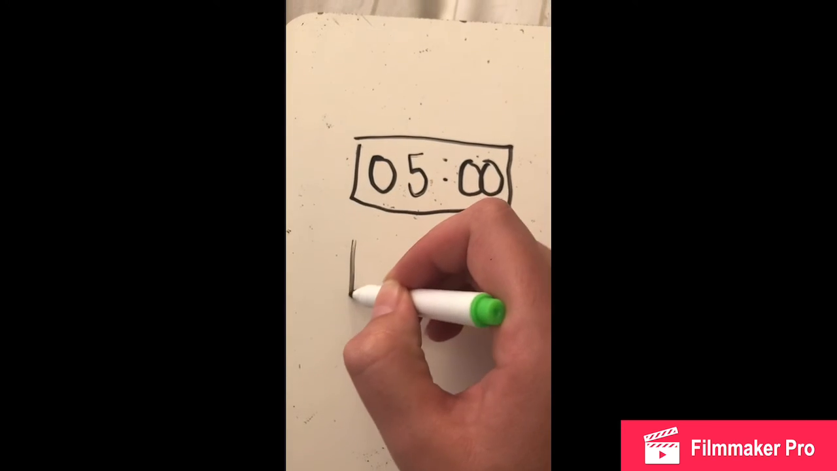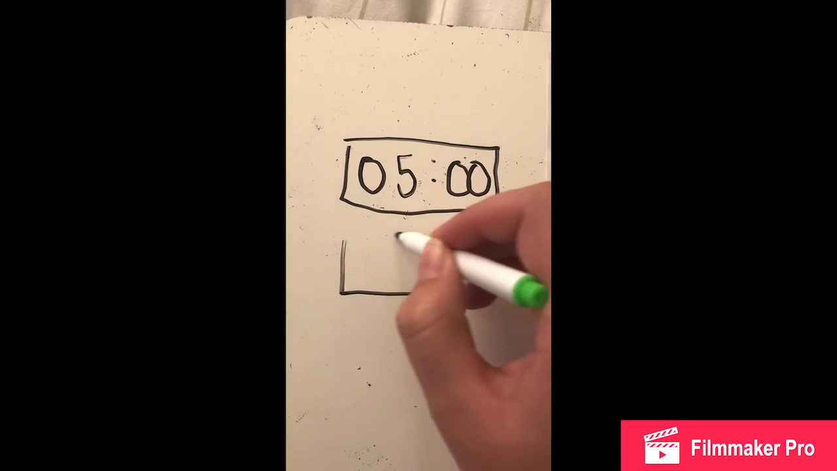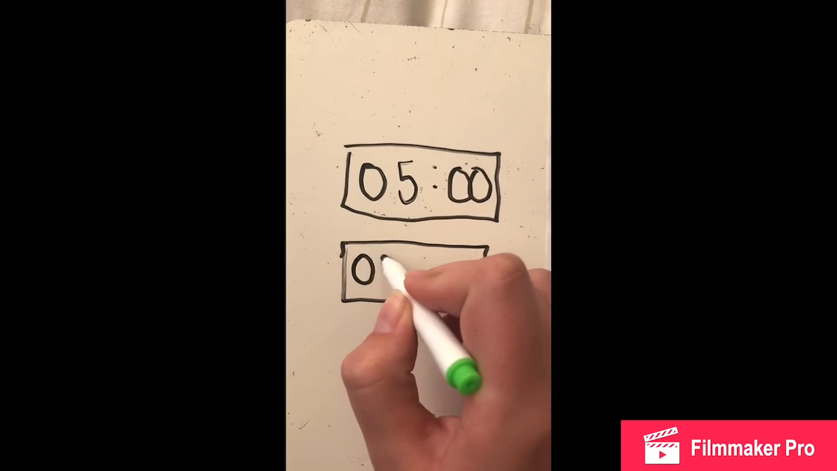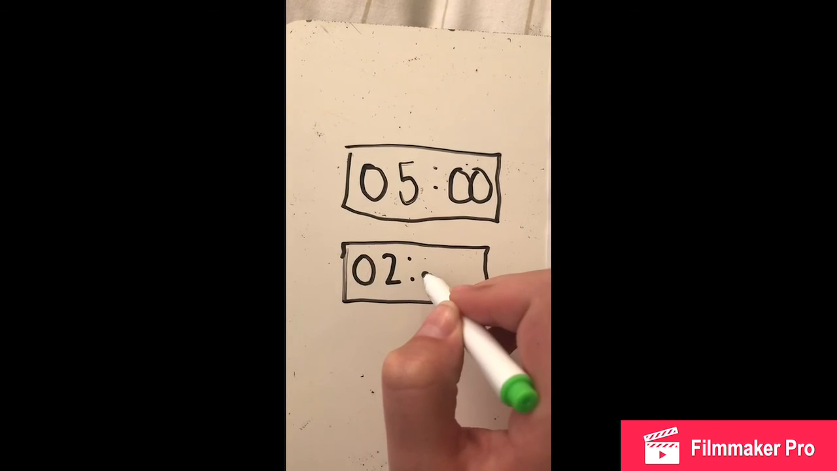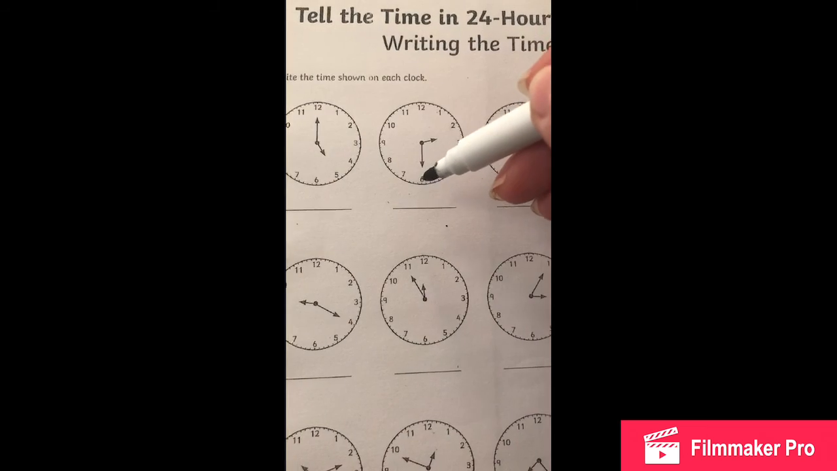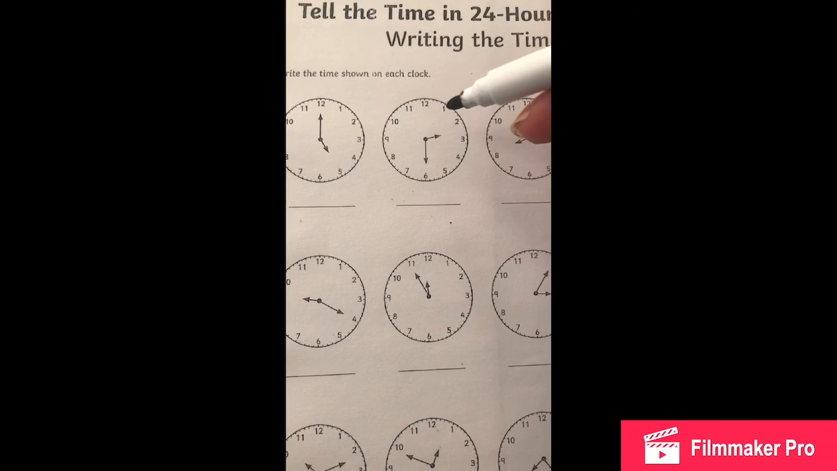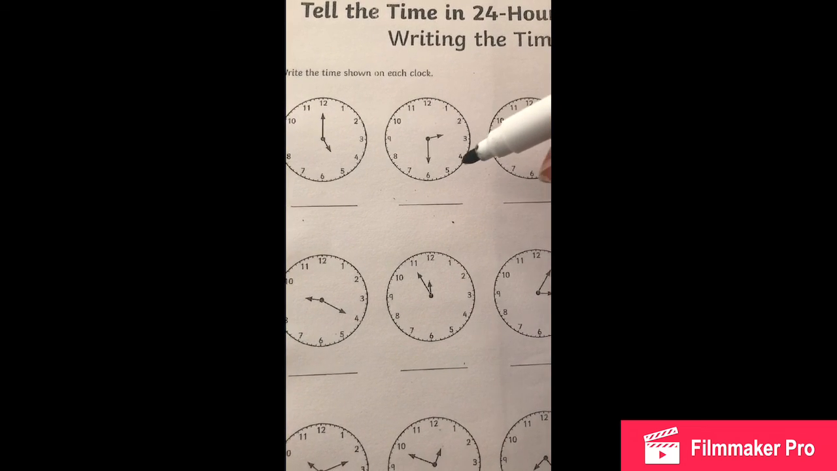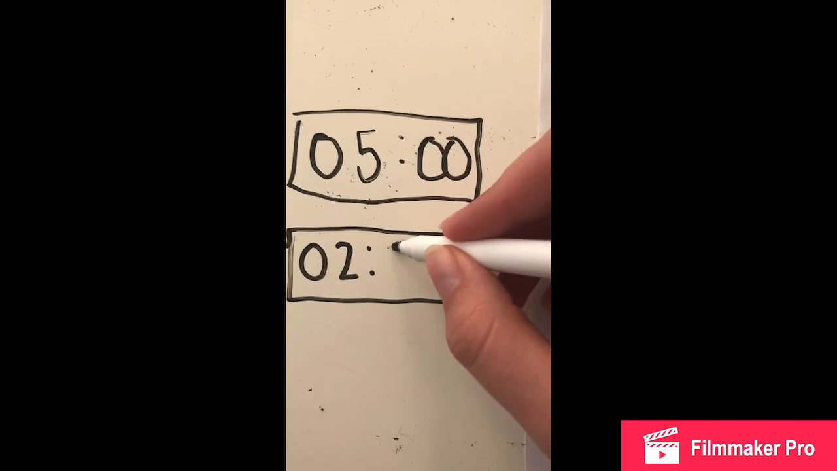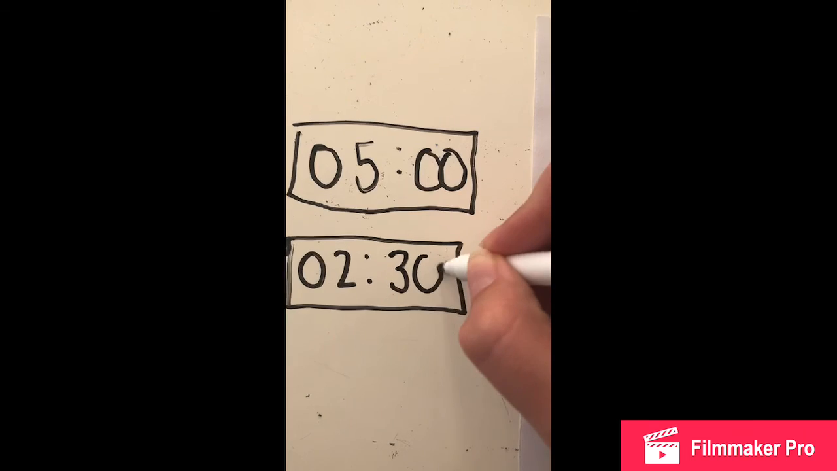So let's draw our digital clock. We said 2:30. And how many minutes is the long hand on? Let's count. 5, 10, 15, 20, 25, 30. So we're going to write 30.